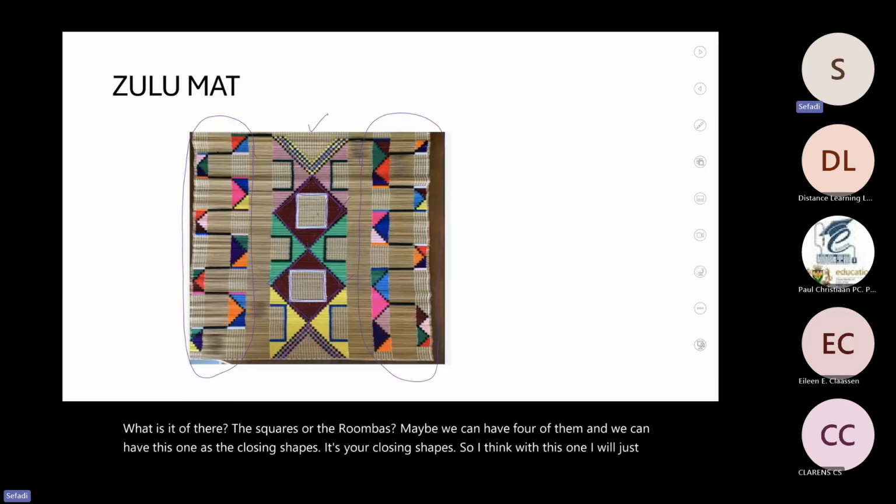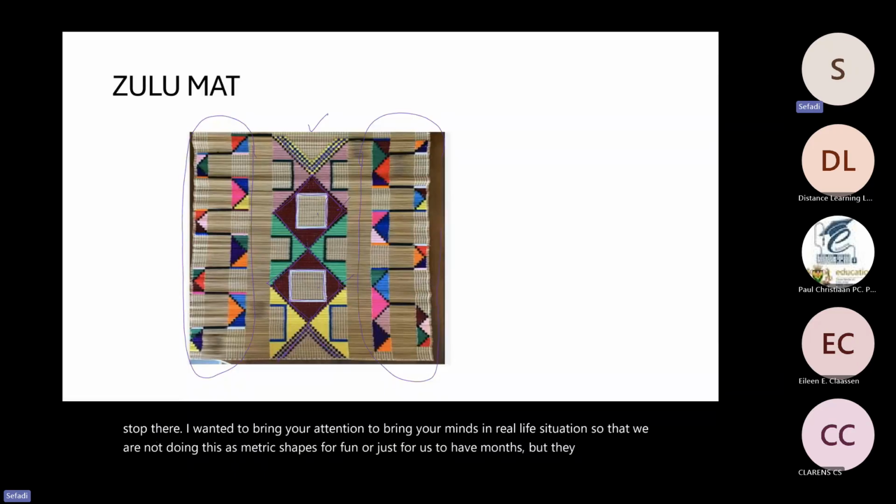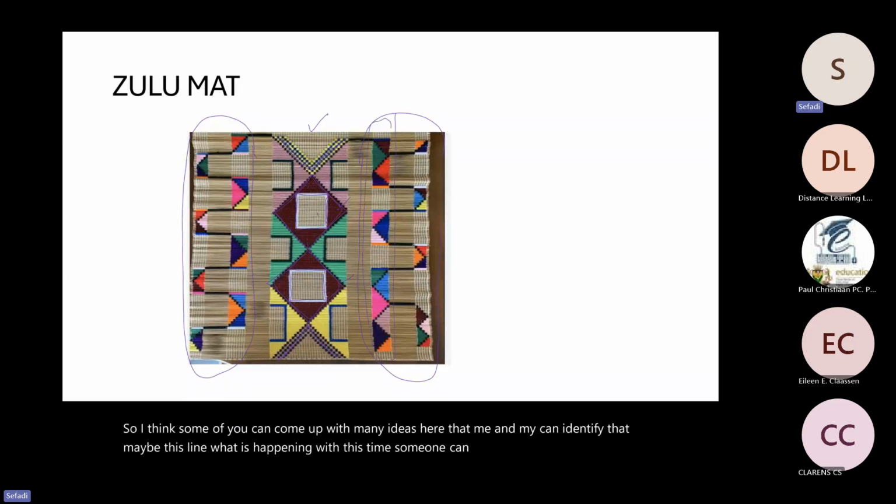I wanted to bring your attention, to bring your minds to real life situations, so that we are not doing these geometric shapes for fun or just for us to have marks, but they are there in life. We have them in real life. So I think some of you can come up with many ideas here, that maybe ma'am, I can identify what is happening with this line. Someone can explain what is happening with this line, but there are many things that we must understand.